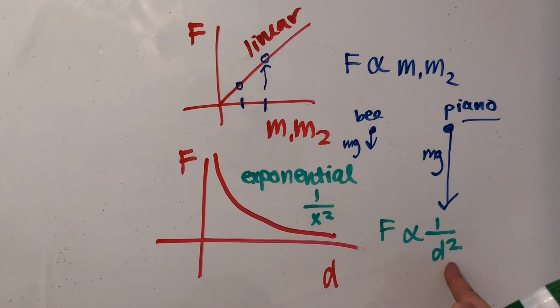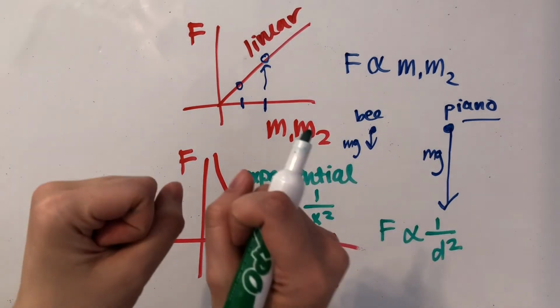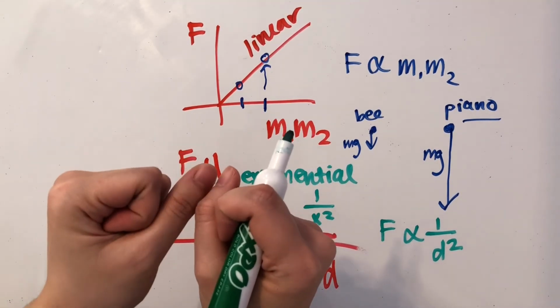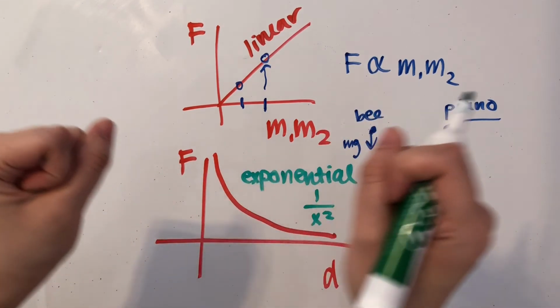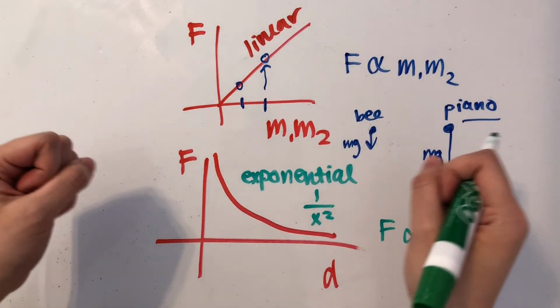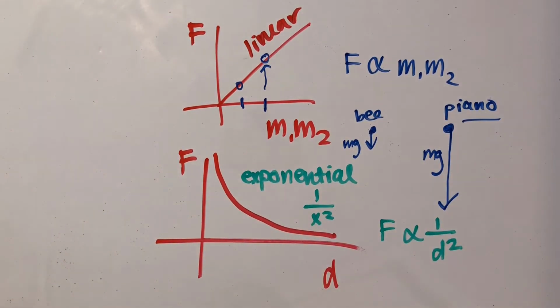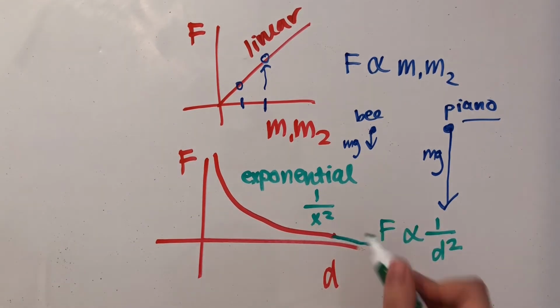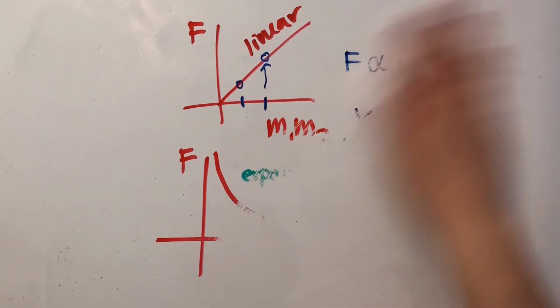And the fact that it's proportional to the distance squared tells us that if we have two objects and they're very close to each other, then the force between them is going to be much greater than if they were, say, this far apart. And if you kept separating them more and more, then eventually they'd be so far apart that the force between them would be almost zero. So here, as you can see, if you move all the way to the right, then the force is going to be approaching zero.